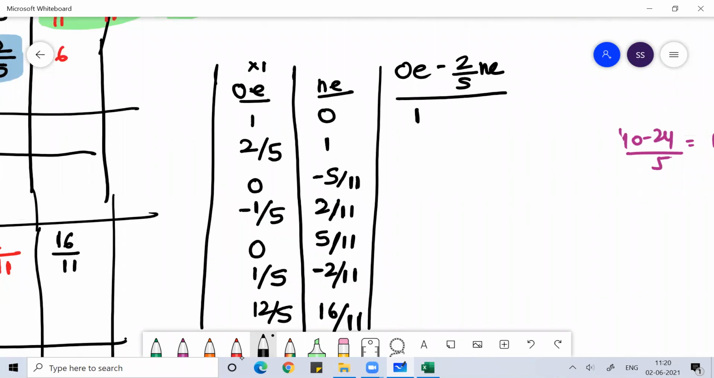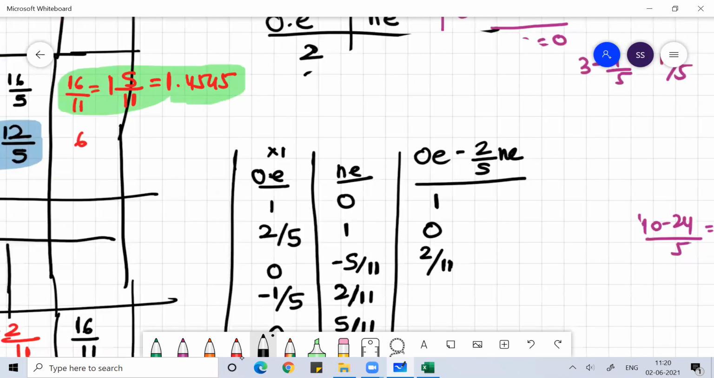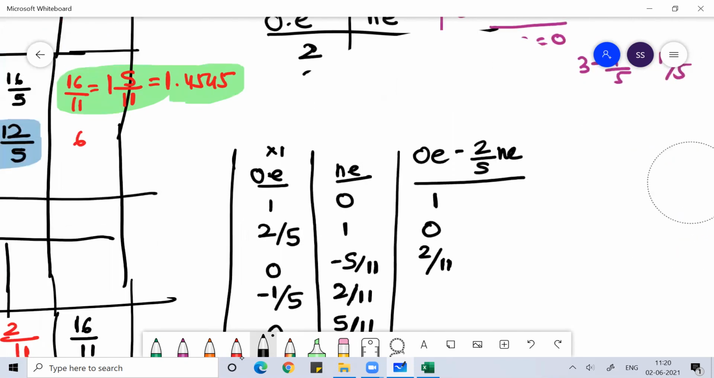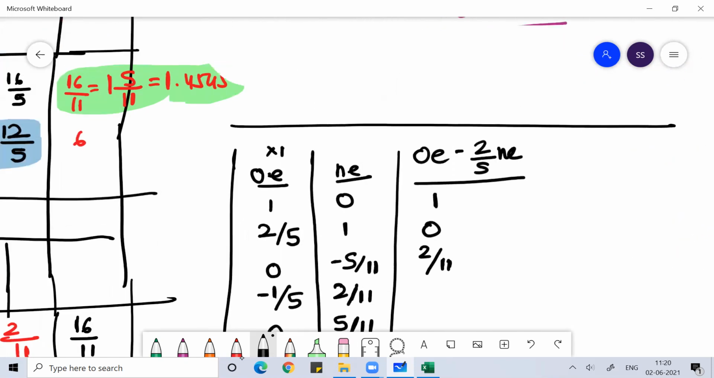This is 1, no? 1 minus 2 by 5 minus this would be 0. And this would be 2 by 5 into 5 by 11, so this would be 2 by 11. Then this is minus 1 by 5. Next one is 1 by 5. Next one is minus 1 by 5, minus 2 by 11 into 2 by 5. Minus 1 by 5 minus 4 by 55.